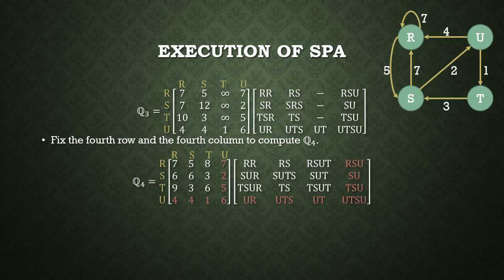Look at the TT entry. Intersection values are 5 and 1, which will give 6. The old value is infinity. We opt for 6. What about the resulting path? 5 is TSU, 1 is UT. The resulting path becomes TSUT. And finally, Q4 is complete. This matrix shows the shortest paths between all node pairs in our graph.